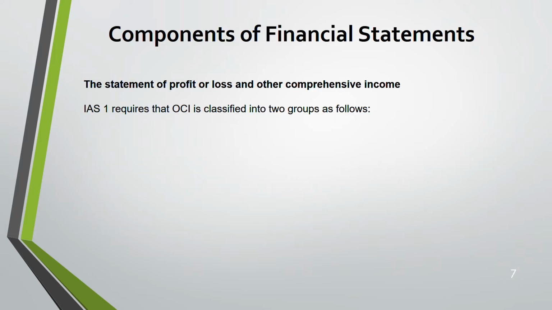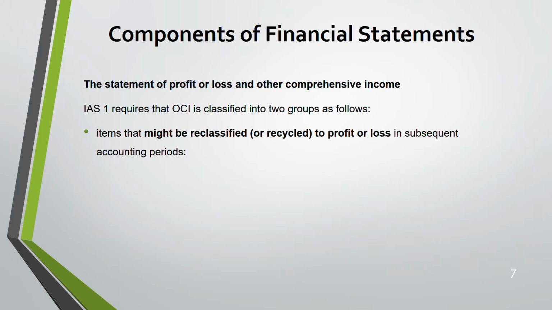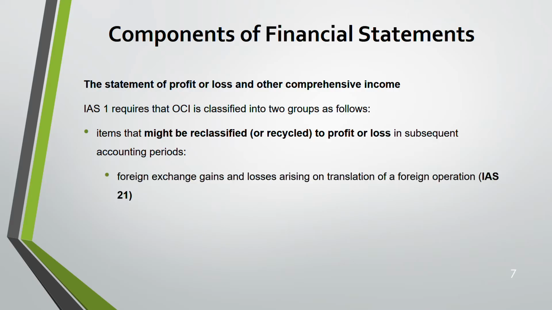Now, OCI itself is classified into two groups. One is that it could be recycled to profit and loss. That means later, in your later accounting periods, whatever amount you have recognized in OCI, you can put in profit and loss. Example, under IAS 21, we still didn't cover IAS 21.